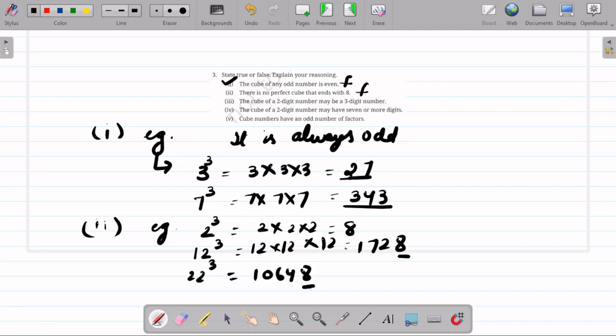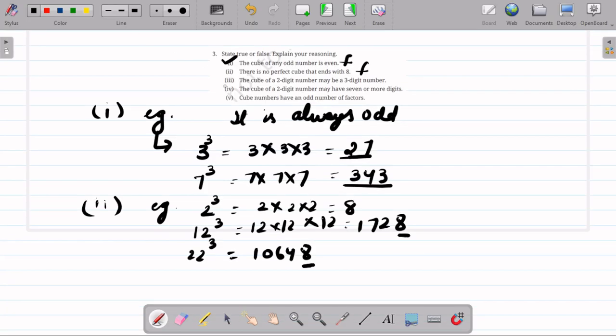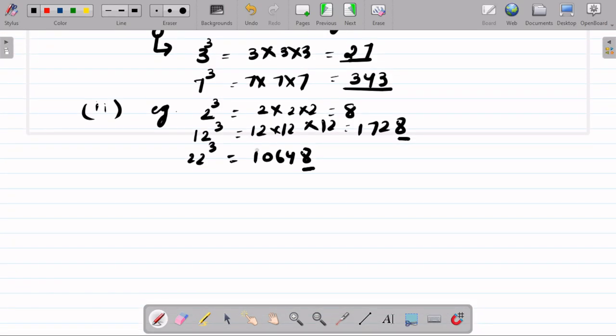Now moving to the third part, that is, the cube of a 2-digit number may be a 3-digit number. Okay, let's discuss it. This is also false. And what is the example for the third part? They are saying the cube of a 2-digit number is a 3-digit number, right?